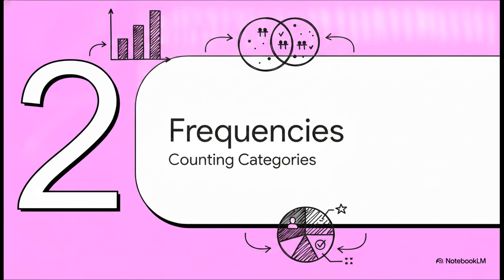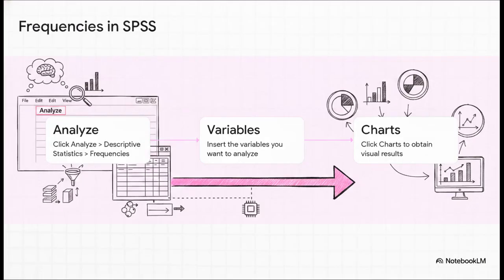This first tool is specifically designed to give you a really quick, highly practical overview of data that fits neatly into specific groups. The steps to do this in SPSS are incredibly straightforward. You literally just click through the top menu, go to Analyze, then Descriptive Statistics, and click on Frequencies. From there, you just pick the variables you want to investigate. And hey, if you want a visual representation, you can easily just click on the Charts option while you're there.